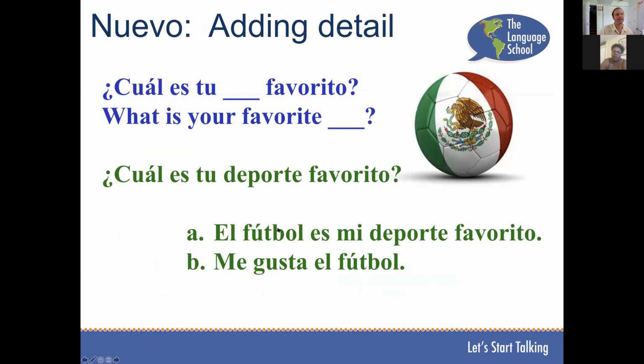All right. Adding a little bit more detail to the conversation when we're meeting people. So if you tell somebody that you like soccer, or if you like sports, they might ask you a question like, ¿Cuál es tu blank favorito? In this situation, I could say, ¿Cuál es tu deporte favorito? What is your favorite sport? And you could say, for example, el fútbol es mi deporte favorito, o me gusta el fútbol. You kind of have two different ways to answer this. Okay?